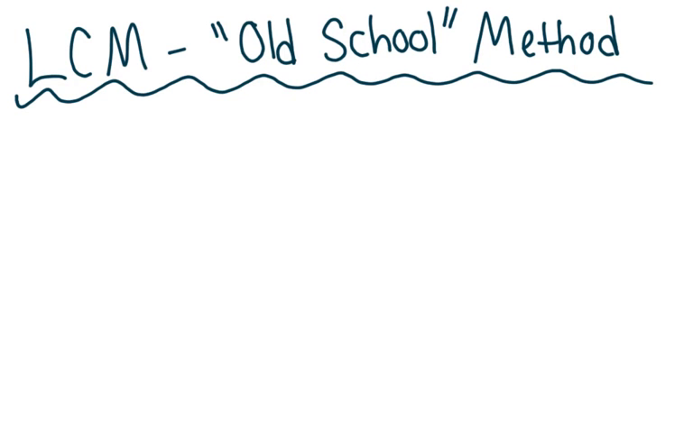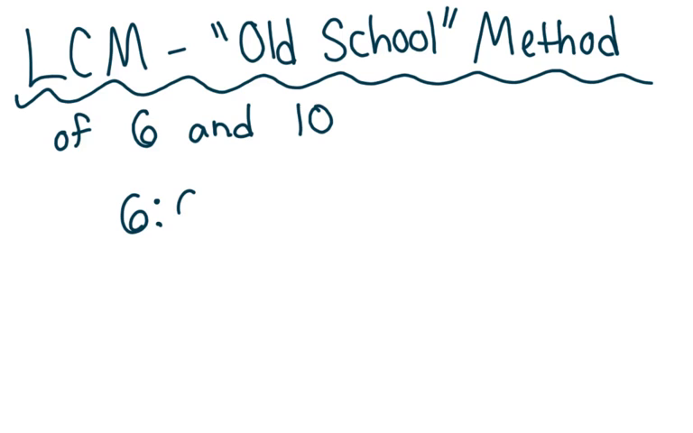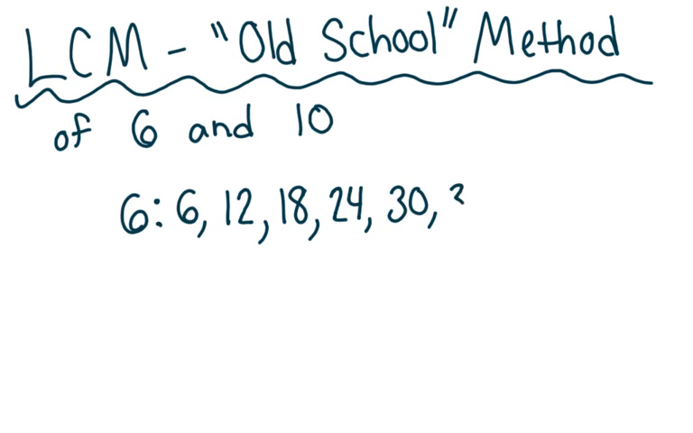LCM, the least common multiple, as done a more old school method, would be, let's take the LCM of 6 and 10. So in order to do this the old school way, you might list the multiples. 6 times 1 is 6, 6 times 2 is 12, 6 times 3 is 18, 6 times 4 is 24, 6 times 5 is 30, 6 times 6 is 36, and so on.